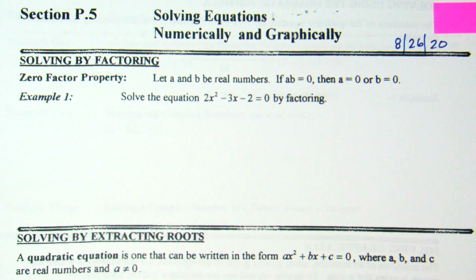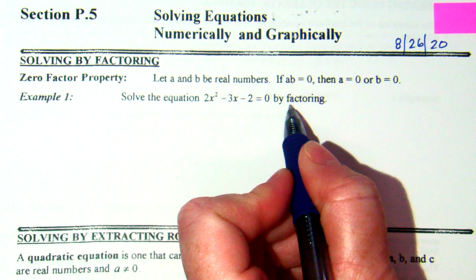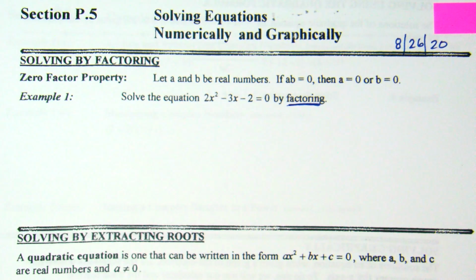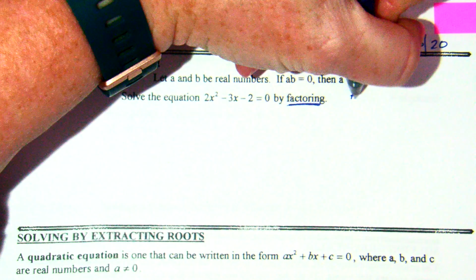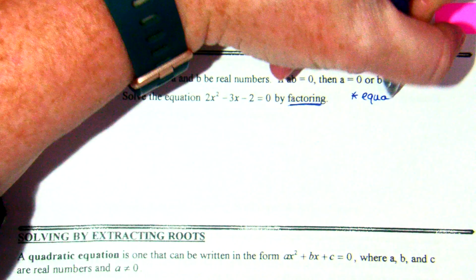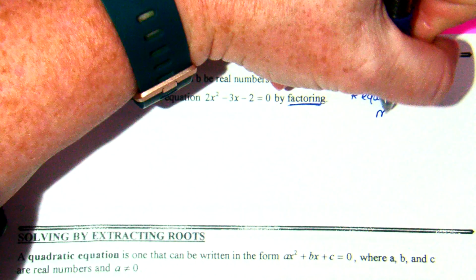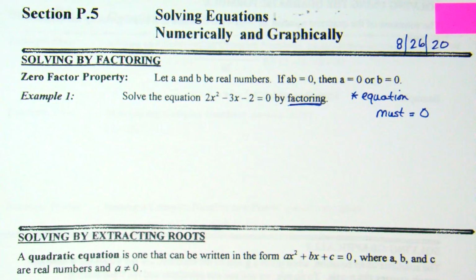Now, as we look at solving the equation 2x squared minus 3x minus 2 equals 0, notice it says by factoring. What's the key here you have to check before you get started? What has to be true about this equation? Has to equal 0, yes? Okay, so just kind of a friendly reminder that in order to use the zero factor property, the equation must equal 0. Okay?